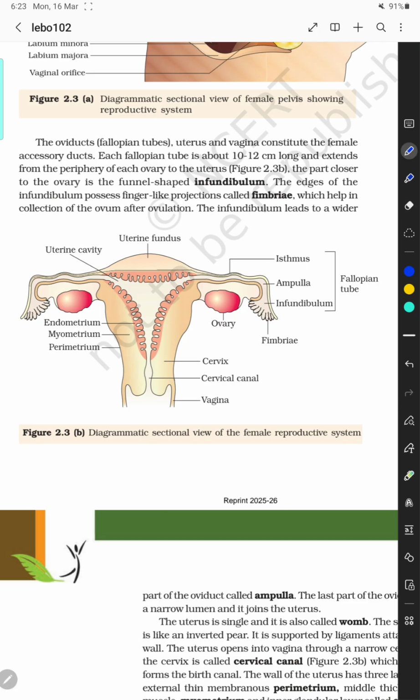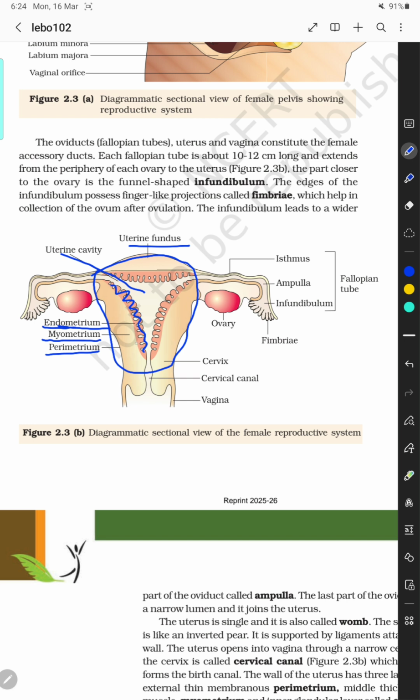Now come to the uterus. This uterus is a pear-shaped structure. This structure up to here is the uterus. The body of the uterus is known as the uterine fundus, and there is a cavity known as the uterine cavity. Now the uterine wall consists of three layers. The outermost layer is called the perimetrium, which is protective. Then a highly muscular middle layer is present, that is the myometrium, and then the innermost layer, which is glandular, is called the endometrium.